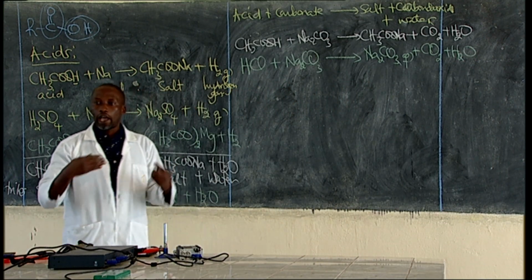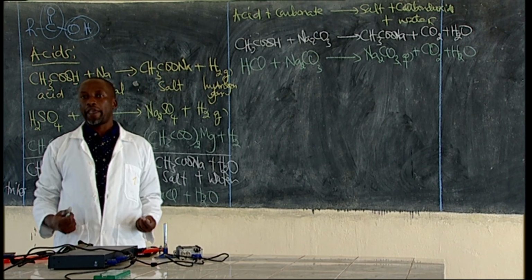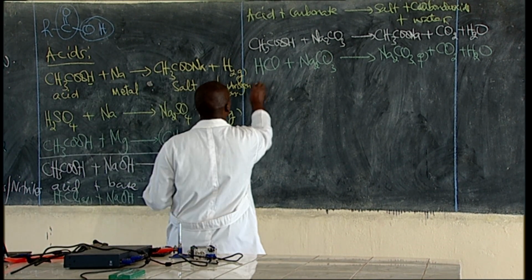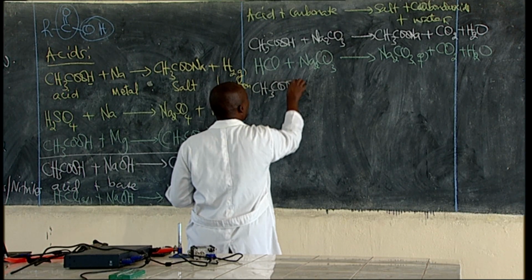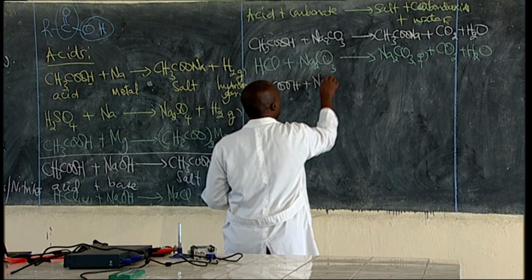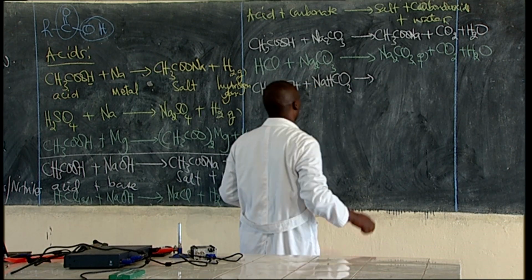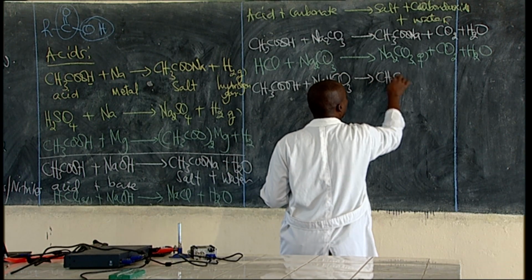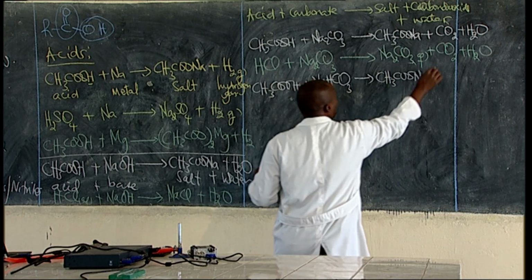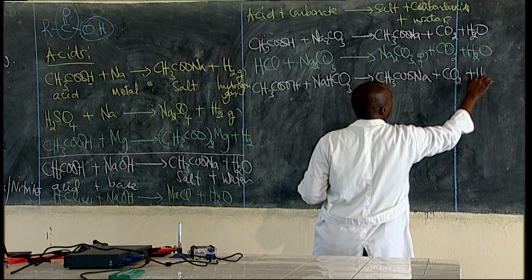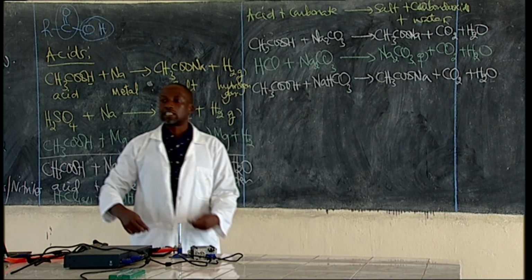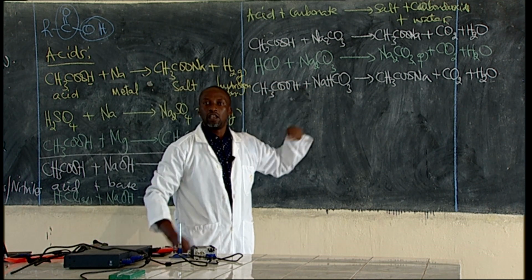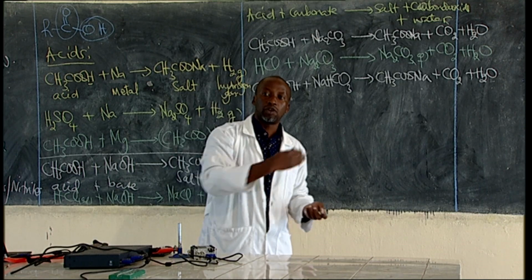Hydrogen carbonates behave in the same way. For example, ethanoic acid plus sodium hydrogen carbonate will produce the same salt, carbon dioxide, and water. So it produces sodium ethanoate plus carbon dioxide and water. They are the same reactions. So these carboxylic acids are behaving like other mineral acids.